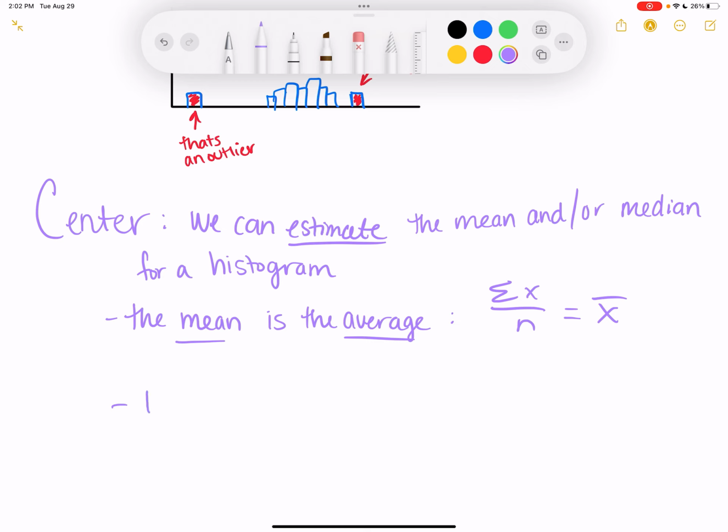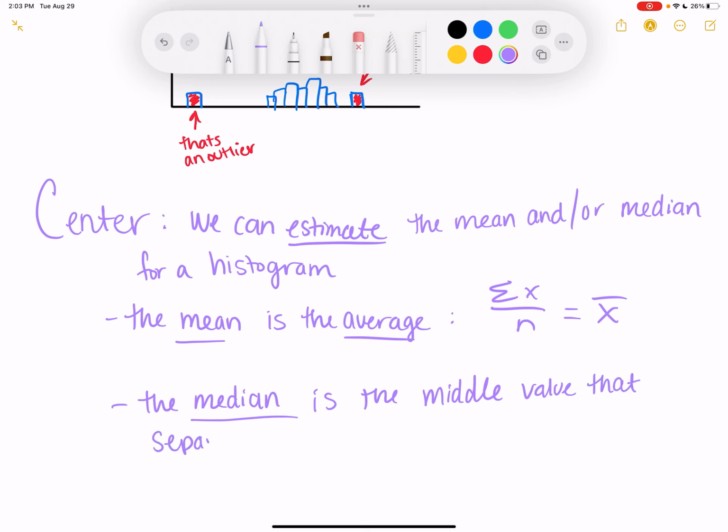Then the median is the middle value that separates the data into two equal-sized lists.